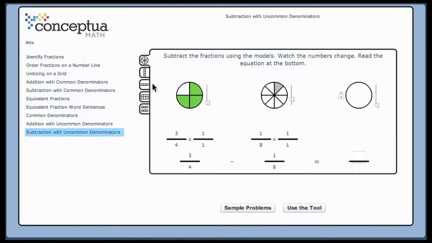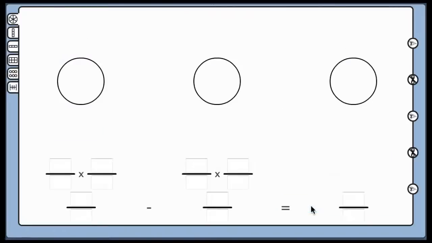This mat is used to give meaning to computation with fractions, specifically subtraction with uncommon denominators. It allows students to begin learning conceptually how to change an equation with two uncommon denominators to one with common denominators, allowing one fraction to easily be subtracted from another.